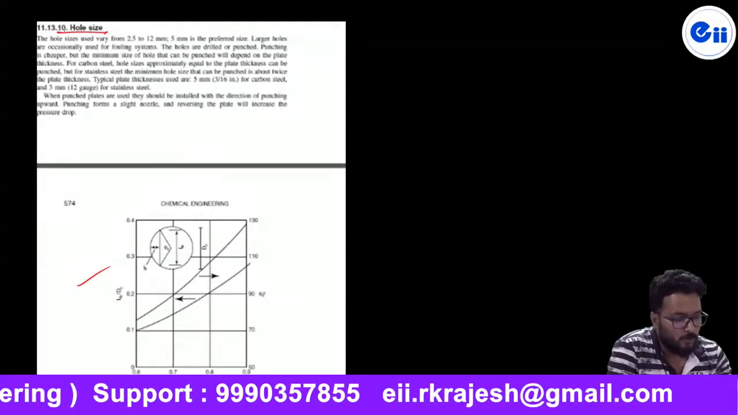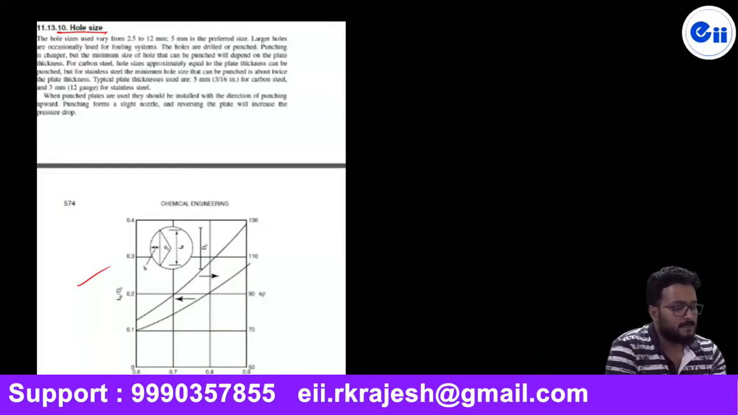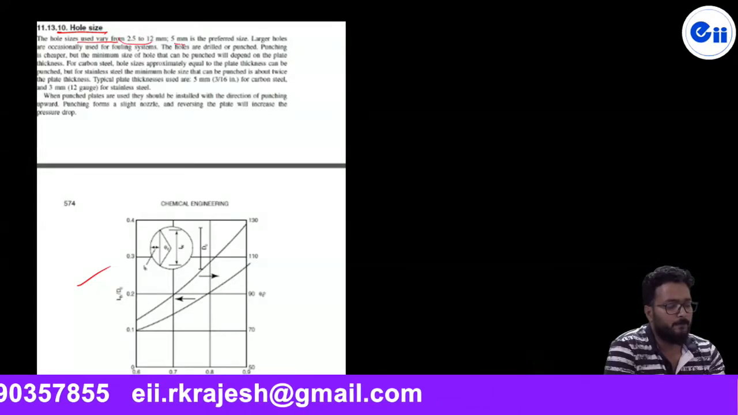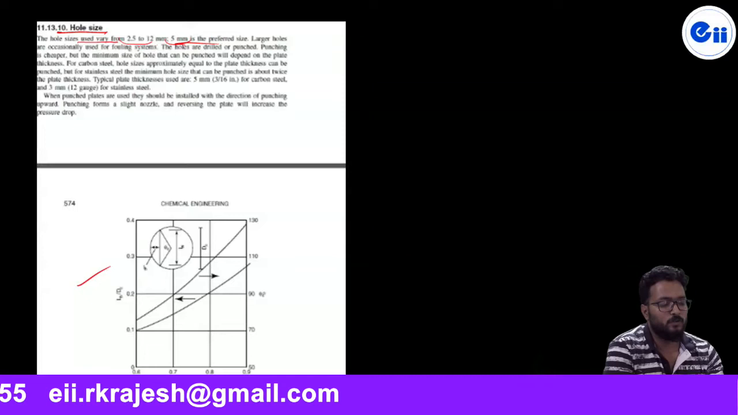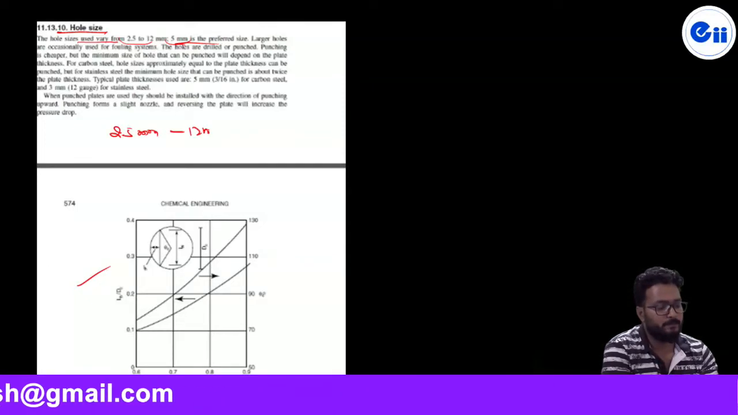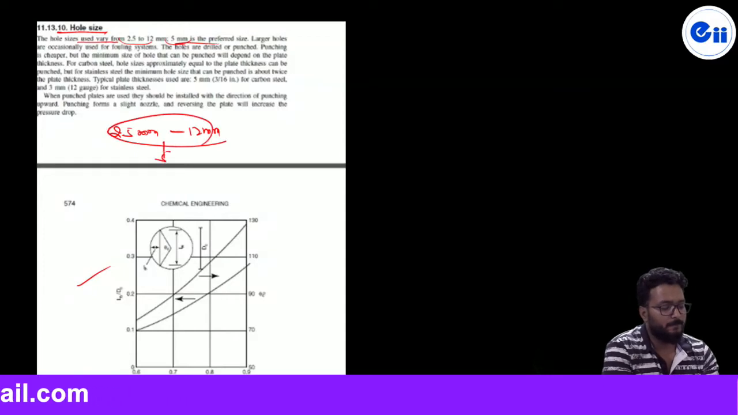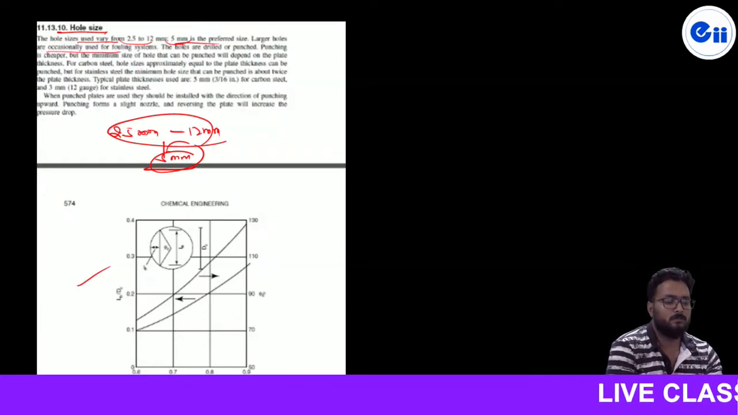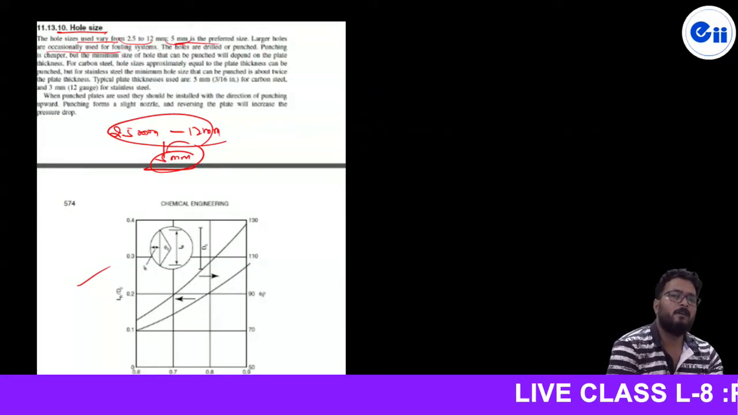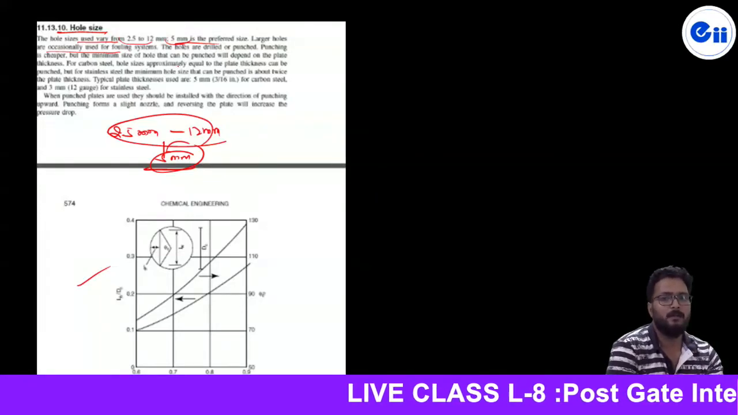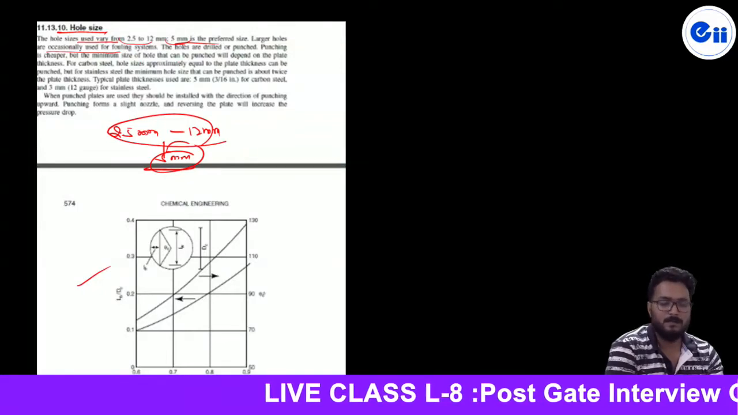Now, next is called hole size. The hole sizes used vary from 2.5 to 12 mm, and 5 mm is the most preferred size. The range of hole size is 2.5 mm to 12 mm. But 5 mm is the most frequently used hole size. Larger holes are occasionally used for fouling systems. If the fouling is higher, if we are handling fouling fluid, then we should go only for larger holes, otherwise not.